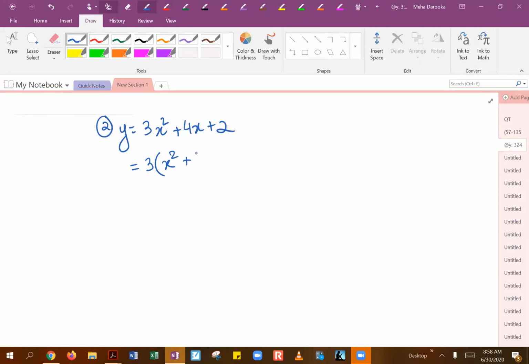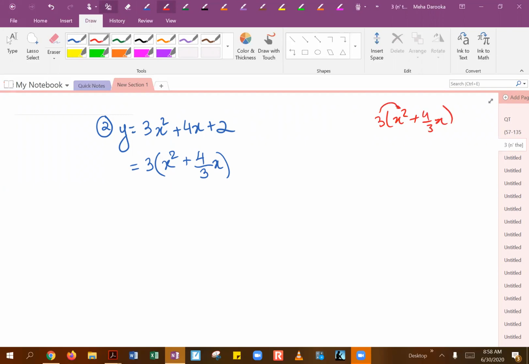So what we end up doing in this case is we just divide the 4 by 3, and the reason we do that is just imagine this over here. You've got 3x squared plus 4/3 x.